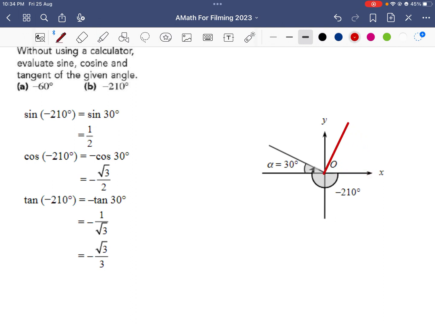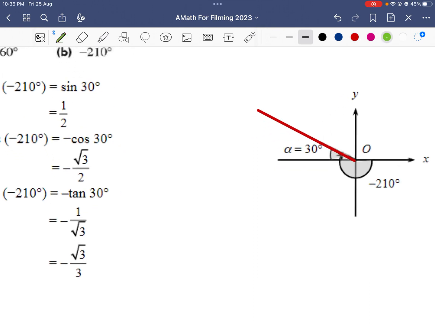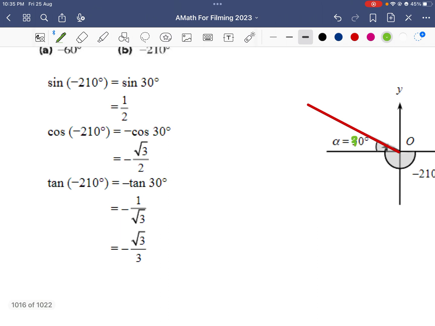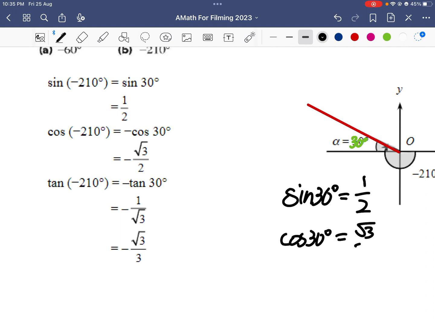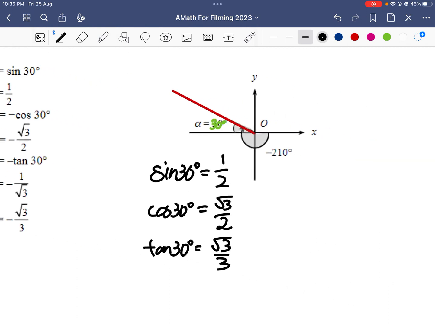So first and foremost, again, I start from here. Positive is going this way. Negative 210, I'm going the other way. So negative 210, I've established an angle. Then next thing you need to establish is what is your reference angle. Reference angle is 30 degrees. Straight away you can write down sine of 30, which you must have memorized already, is equals to half. Cosine of 30 is equals to root 3 over 2. And then tangent of 30 itself is root 3 over 3.